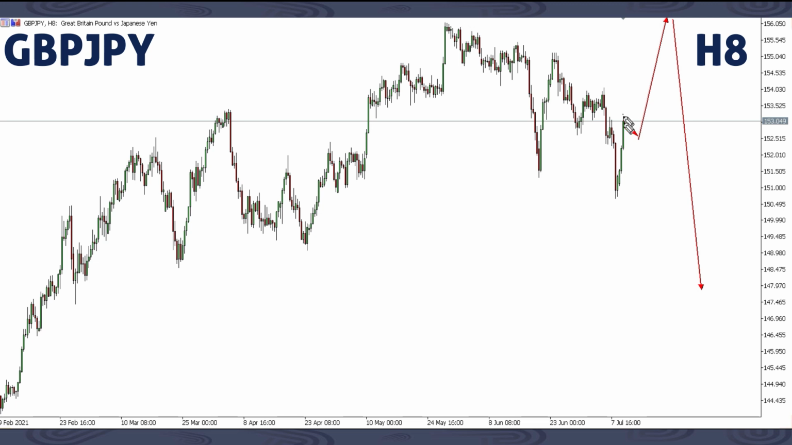Now this corrective structure can just be a small corrective structure, or it can just be a bigger corrective structure like this. Then we get this up move. This up move now is expected to break this previous high slightly. Now after we get this up move here, you can start expecting to get a drop, but that's later after we get this up move breaking this previous high. Now that's what we have on GBPJPY.